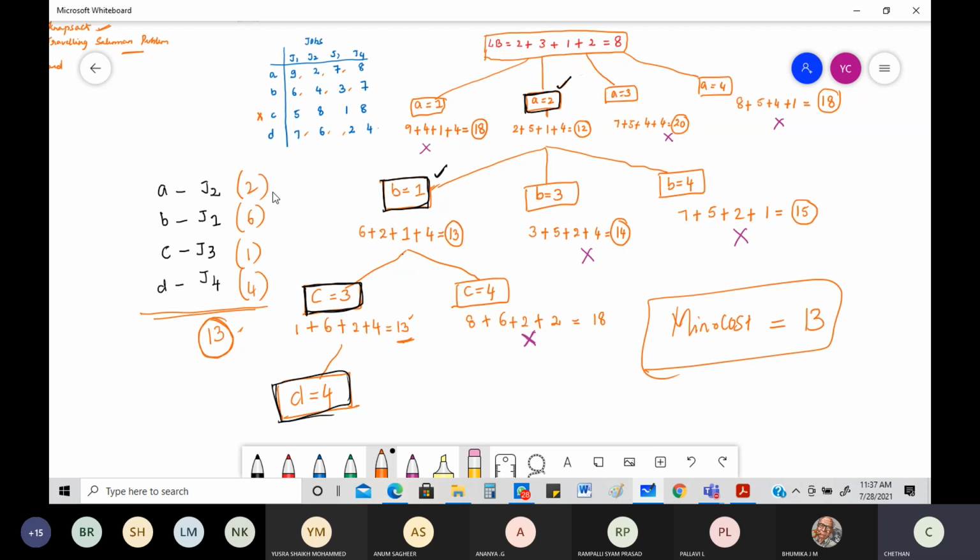This is how you do the assignment part. Now you can see 2 conditions that were met. Is each job done by a different person? Yes. Or are 2 people not doing the same job? Yes. Then is that the minimum cost? Yes.